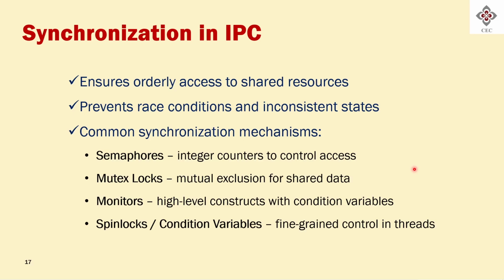Before that, let's see what the synchronization mechanism does in IPC. It ensures orderly access to shared resources and prevents race conditions and inconsistent states. A race condition is when more than one process tries to access the same resource, and it leads to different states of the process. A common mechanism is the semaphore. Semaphores use an integer concept to ensure controlled, mutually exclusive access to shared content.